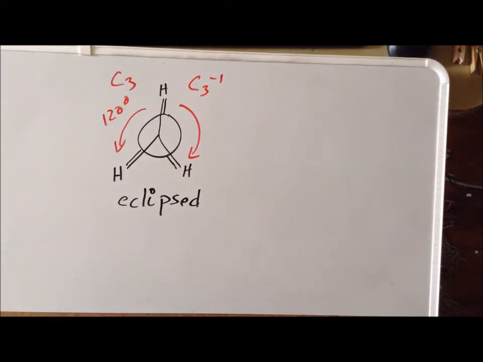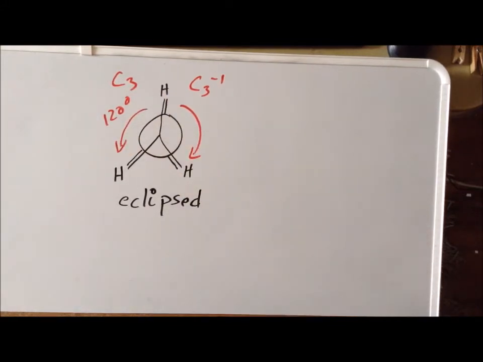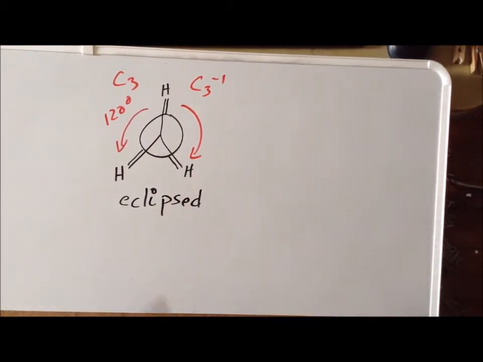For ethane derivatives, typically the highest order rotation axis is going to be a C3, except in those cases where we might have something like an S6. But the highest proper rotation that we're likely to find in an ethane derivative is going to be C3, and we have that in the eclipsed conformation of ethane. Do we have any other symmetry elements here?